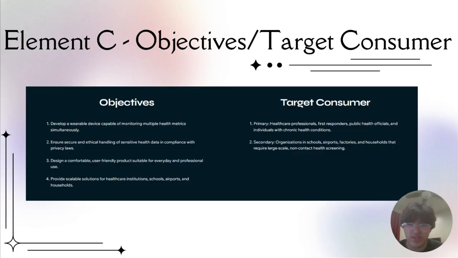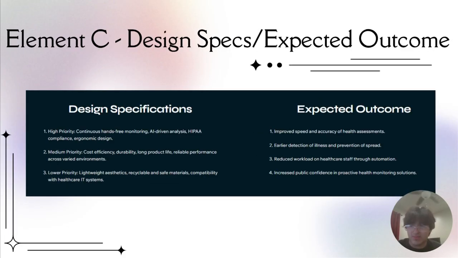Objectives and target consumers. Objectives is stuff like developing this device, ensuring secure and ethical handling, design and comfortability, and providing a scalable solution. Our primary target consumer would be healthcare professionals, stuff like doctors, while secondary would be organizations such as schools, airports, and factories that could also use this device in their own practice. Design specifications, again, this is the high, medium, and low priority. While expected outcomes, if we are able to construct this how we believe it will look at the end, we will be able to see improved speeds, earlier detection of illnesses, reduced workload, and increased public confidence.